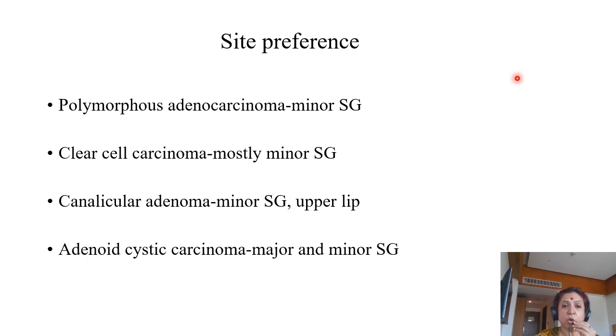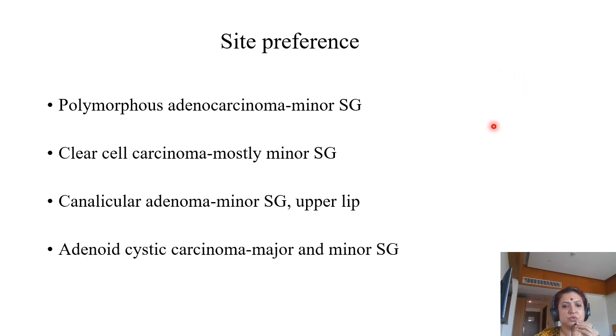For example, the polymorphous adenocarcinoma. It is usually seen in the minor salivary glands, intraorally: the base of tongue, palate, floor of mouth, and so forth. So when you get a case in a major salivary gland like a parotid, if you diagnose polymorphous adenocarcinoma, be careful, because it is highly unlikely that it occurs in a major salivary gland. But we know that any tumor can occur anywhere, so there is no exception, but the usual pattern is like this. The polymorphous adenocarcinoma is mostly seen in the minor salivary glands intraorally.